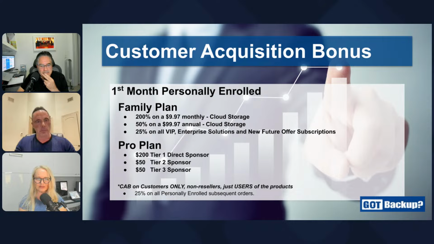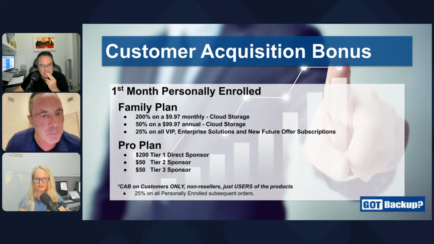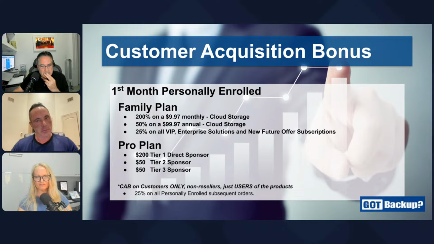So the family plan, and that is the data storage. You get 200% upfront if somebody decides to come in monthly and pay monthly. You get 50% upfront if somebody decides to come in yearly as a member for the family plan. And you get 25% ongoing for marketing stuff, which we'll share with you.